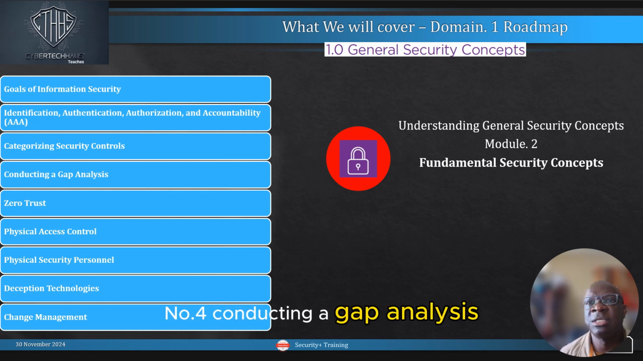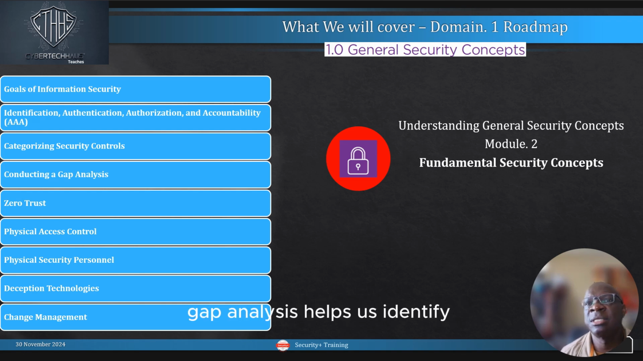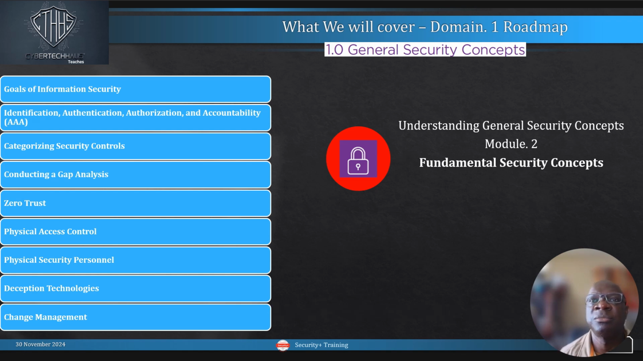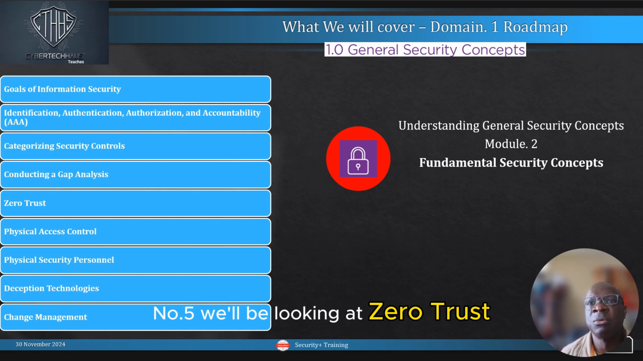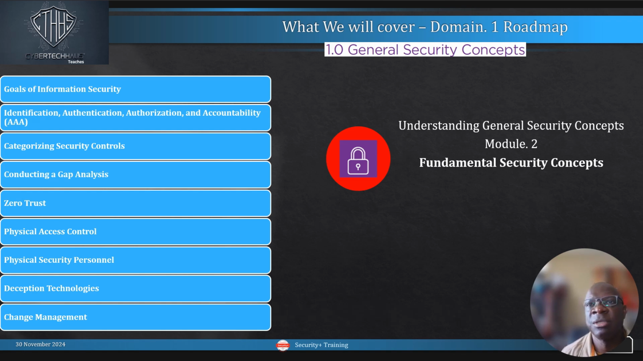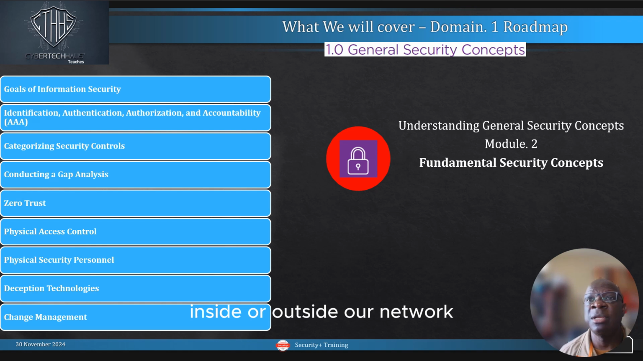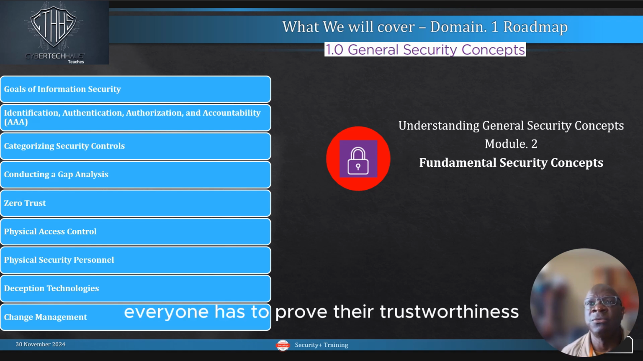Number 4, conducting a gap analysis. Gap analysis helps us identify any missing pieces in our security measures. Essentially, it is spotting weaknesses before they cause any kind of trouble. Number 5, we'll be looking at zero trust, a modern security model where we don't automatically trust anyone or anything inside or outside our network. Everyone has to prove their trustworthiness every time.